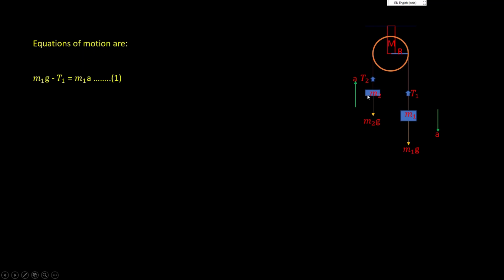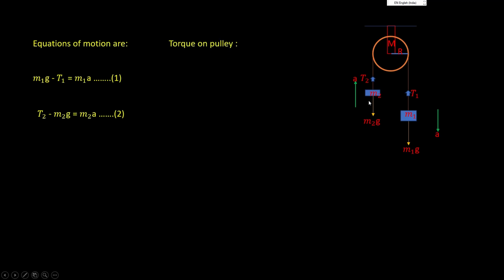Now for mass m2, T2 is dominating because mass m2 is going in upward direction with acceleration a. So the resultant force is T2 minus m2 into g. And we write down this equation: T2 minus m2g equals m2 into a.